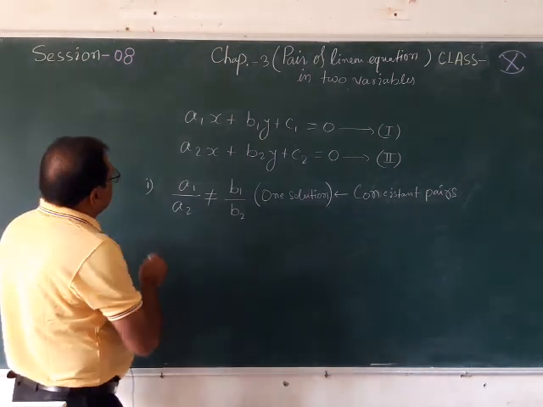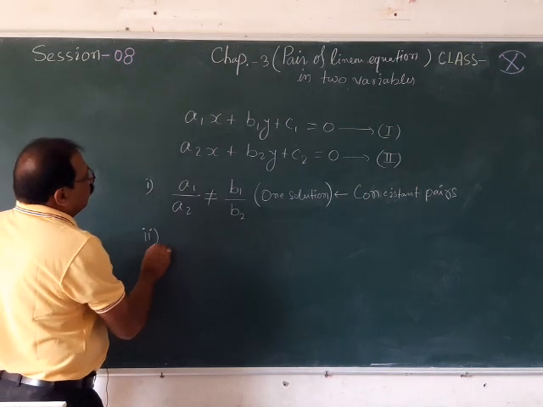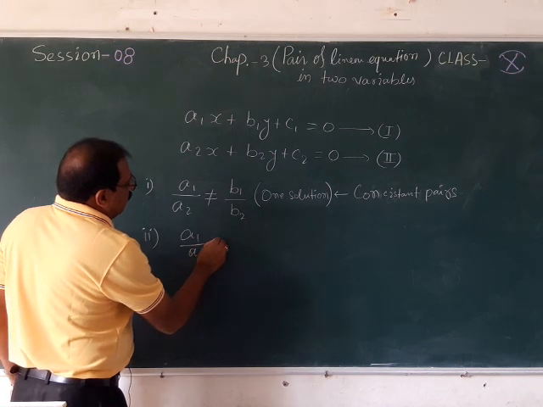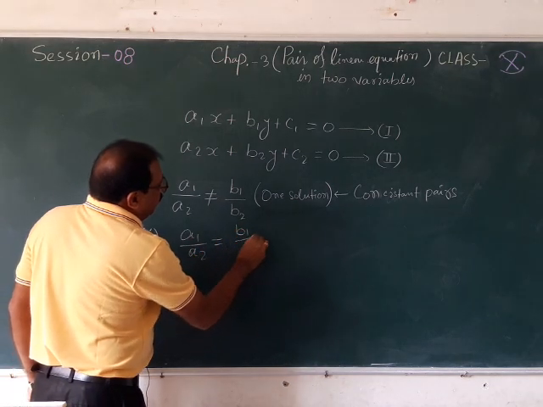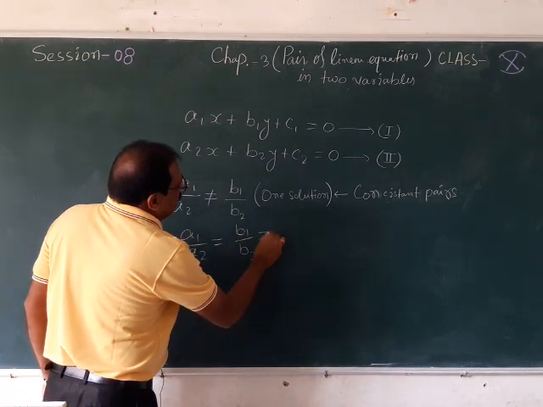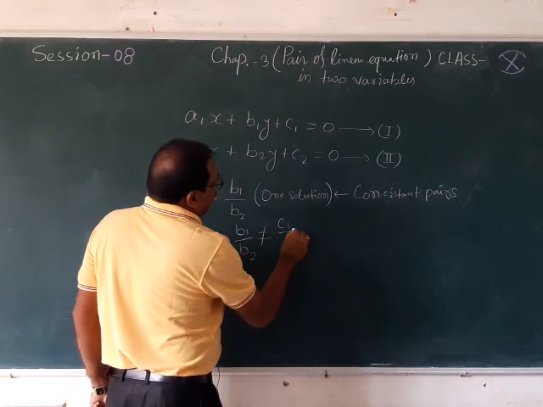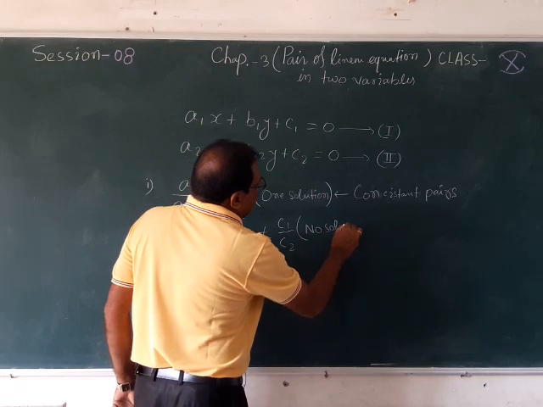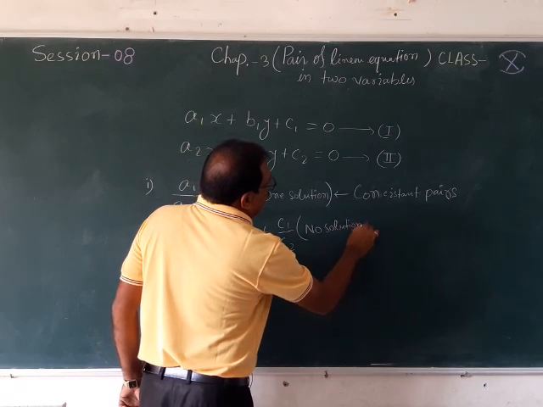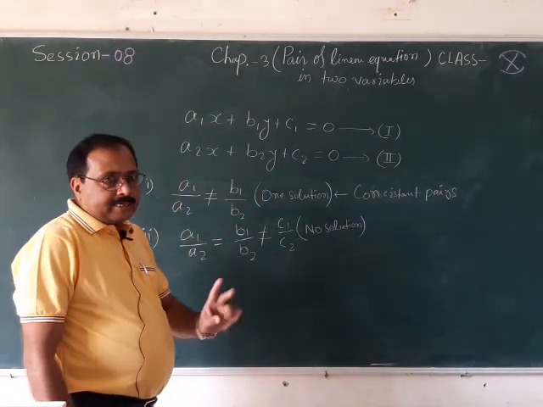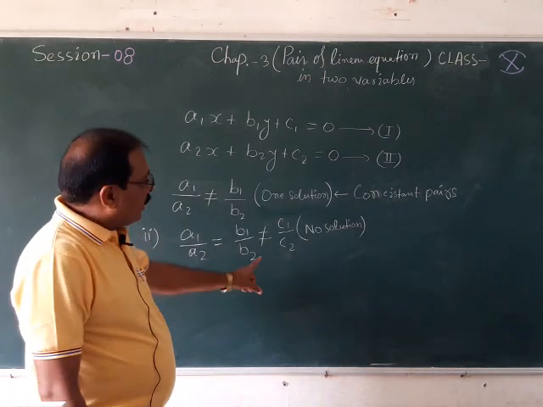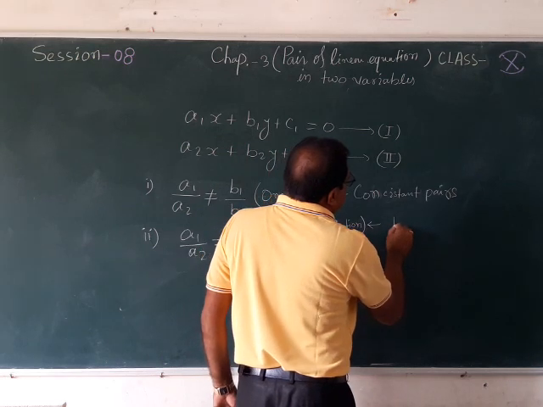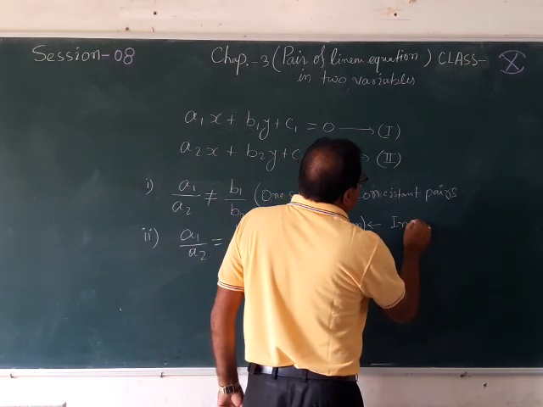Now the second condition: if you are having a1 by a2 equal to b1 by b2 and it does not equal c1 by c2, then there is no solution. You are having no solution at all. That means the second graph I have shown you, the lines are parallel. In this case it is inconsistent. You can write it is inconsistent.